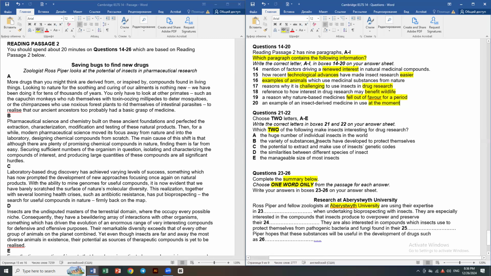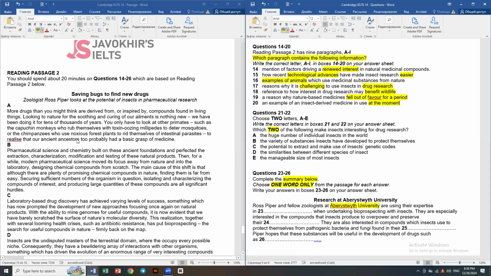So now I don't want to read this. Let's not waste time and just read through, okay? More drugs than you might think are derived from or inspired by compounds found in living things. Looking to nature for the soothing and curing of our ailments. Ailments are sickness, and soothing means something that makes you calm. It's nothing new. We have been doing it for tens of thousands of years. You only have to look at other primates, such as the capuchin monkeys who rub themselves with toxin-oozing millipedes to deter mosquitoes.